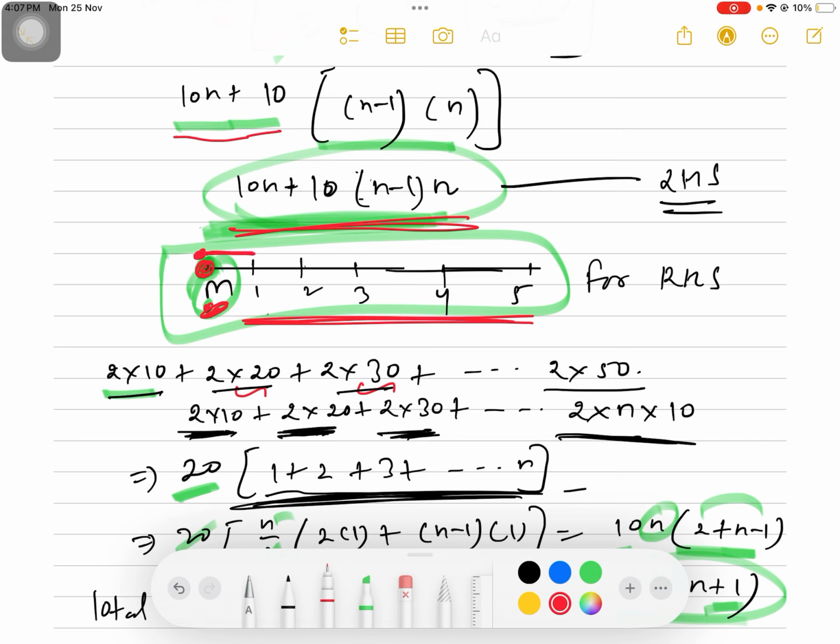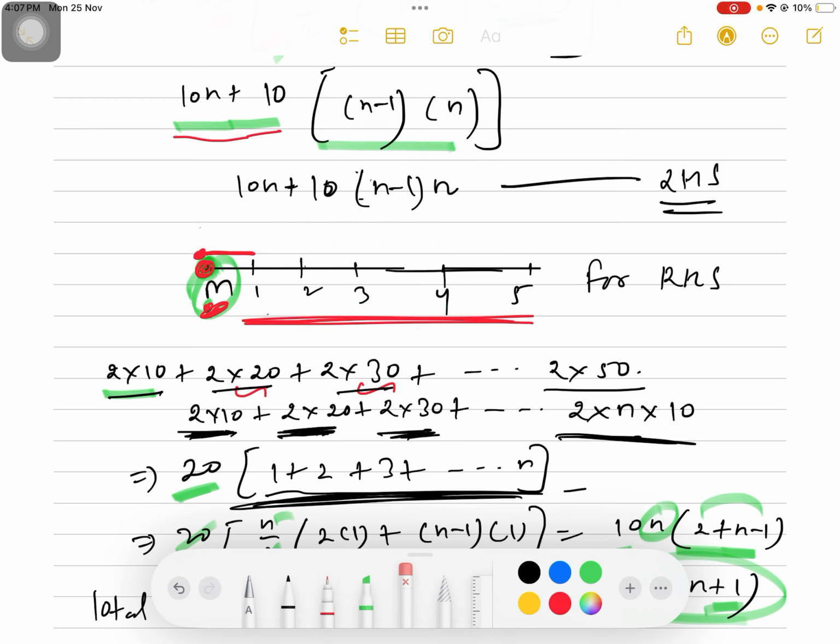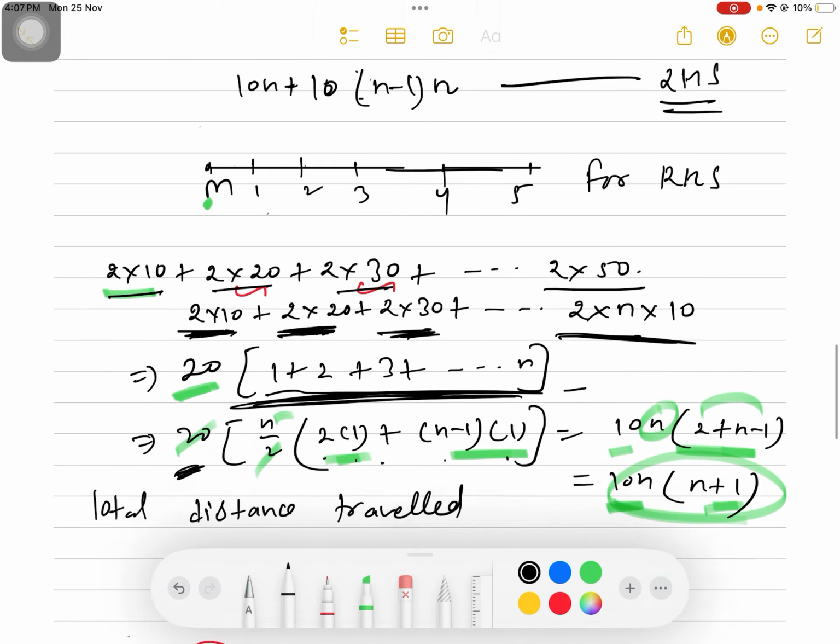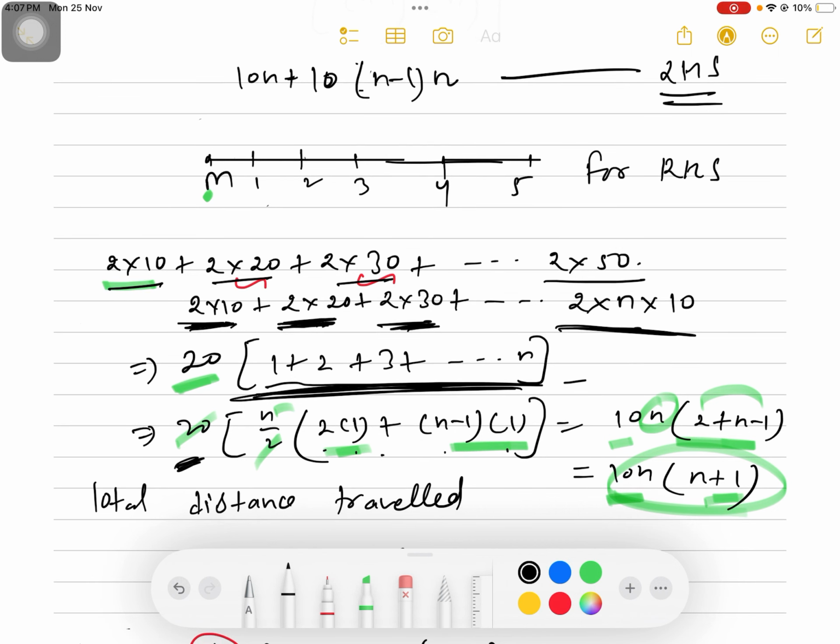So 10 plus 10, 20, means 10 has come 2 times. Then 20 plus 20, because he will go to the second stone and again come back to the middle stone. So 20 will come 2 times, 30 will also come 2 times, even 40, even 50 will come 2 times. That means here every number is coming 2 times, but in the LHS the nth number came only 1 time. So this is the difference here. Here the series will be this, you have to see, that I gave just for the example.